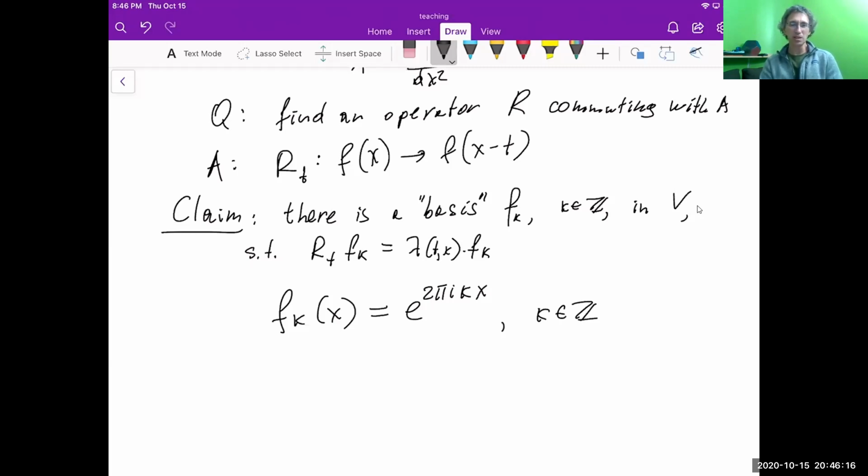Well, in what sense is it a basis? Well, that's the whole question of Fourier analysis. Is it true that any periodic function can be written as a linear combination of complex exponents? And the correct answer, of course, depends on what you mean by every function and what you mean by linear combination. Of course, if you insist on finite linear combinations, then that's not true.